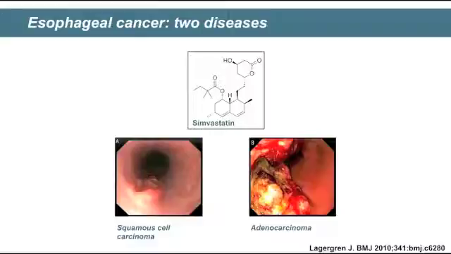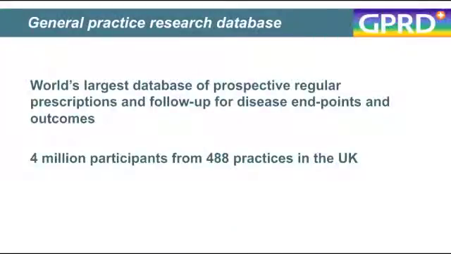The aim of our epidemiological study was to determine the risk of the histological subtypes of esophageal cancer with prior statin use at a population level. We used the General Practice Research Database to conduct this study. The GPRD was particularly suited to this study as it is the world's largest database of prospective prescription data and follow-up for disease endpoints. At the time of data extraction, 4 million patients were registered with 488 general practices throughout the United Kingdom.